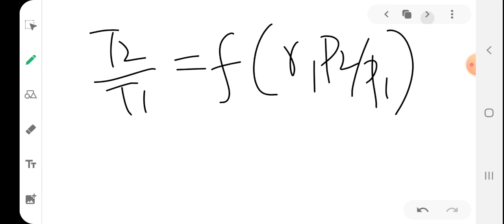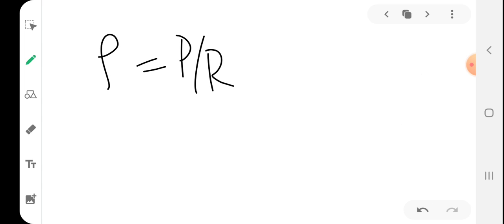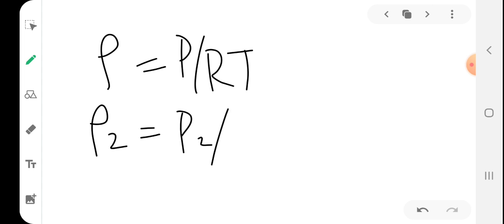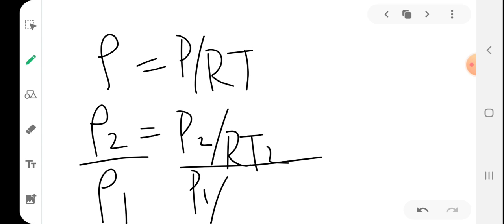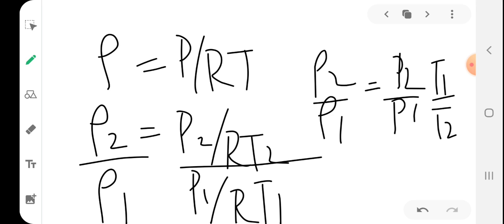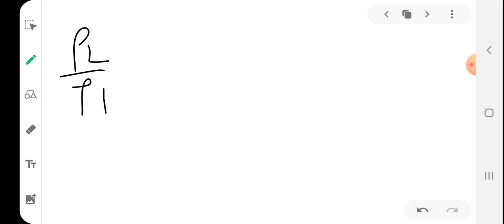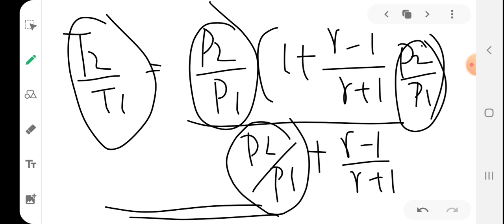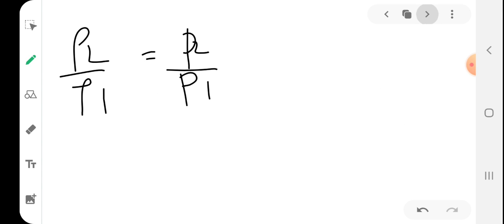Also, for a perfect gas you can write rho as P by RT. So rho 2 equals P2 by RT2 and rho 1 equals P1 by RT1. So rho 2 by rho 1 can be written as P2 by P1 into T1 by T2. For T1 by T2, you already have the equation for T2 by T1, so T1 by T2 is just the inverse. We just take the inverse.